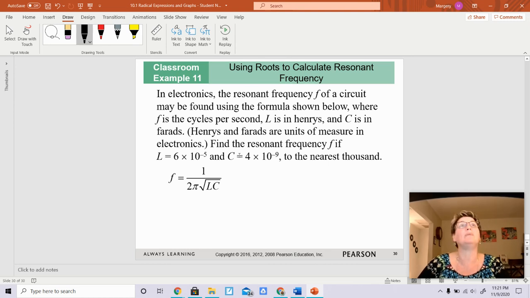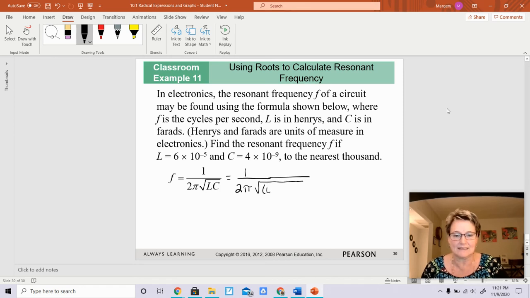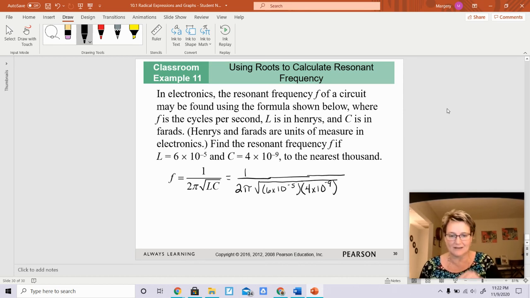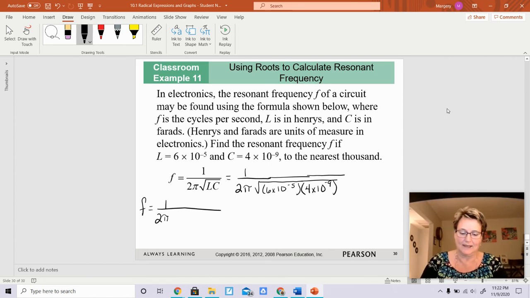Now let's jump to this problem real quickly. I want to get this video done as fast as I can. So I get 1 over, so I don't go over. So all I'm doing is plugging and chugging numbers. So I'm going to take the square root of L, which is 6 times 10 to the -5th power, times 4 times 10 to the negative 9th power. And back when we were working on first semester scientific notation, this is what we did. So we have F equals 1 over 2 pi. Now I'm going to do the math. I'm going to go ahead and multiply.